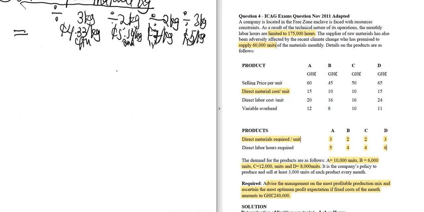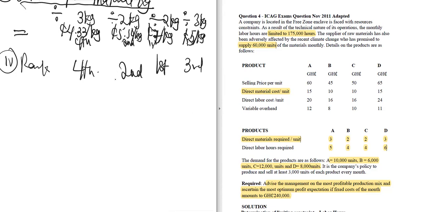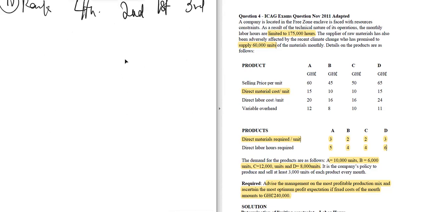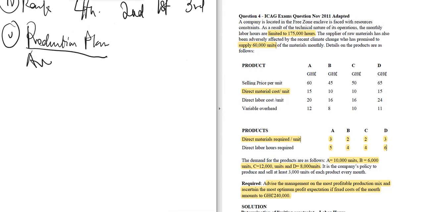So my next step will be my ranking also. Step 4, rank. So I know I have first, second, third, and fourth. And also, now that I have this, I can prepare my optimum production plan, or profit maximizing output, which is my first step. So production plan. You see, I didn't use the labor hours because it's not the limiting factor. So available kgs. So available kgs is what?